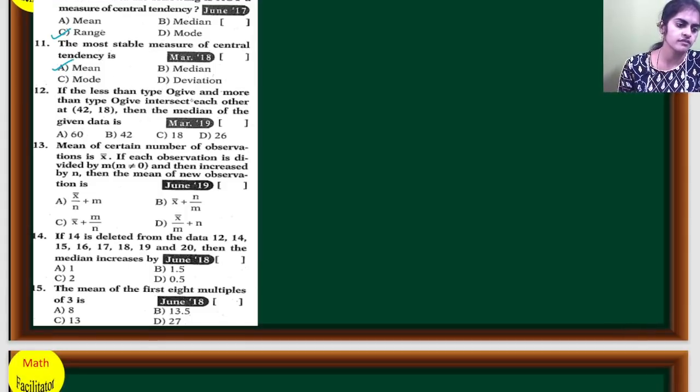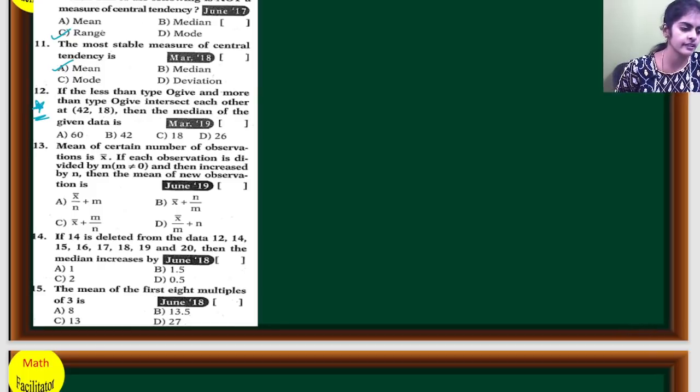If the less than ogive curve and more than ogive curve intersect at 42, 18, then the median of the data. So this is actually deleted, so you can leave this question. The more than ogive is deleted, only less than is there in your syllabus.